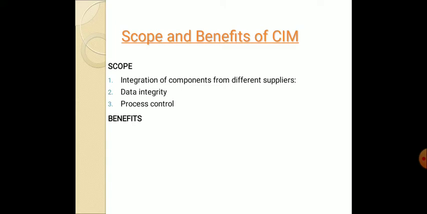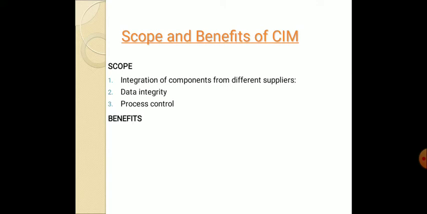The last one is process control. So what is process control? Computers may be used to assist the human operators of the manufacturing facility, but there must always be a competent engineer to handle circumstances which could not be foreseen by the designers of the control software.